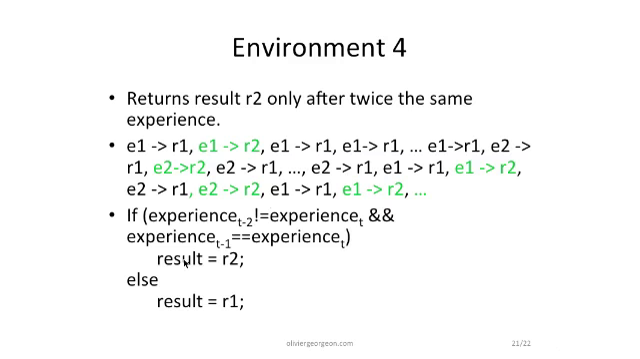So here's the code for the environment. If experience at t minus 2 differs from the experience at t and experience at t minus 1 equals experience at t, then result equals R2, else result equals R1.